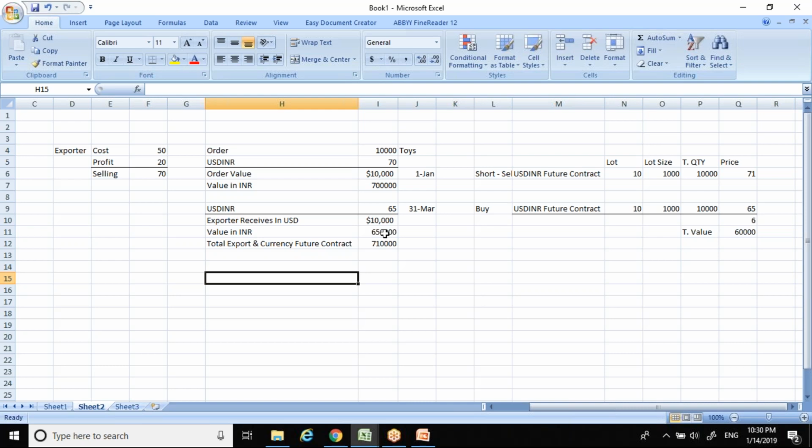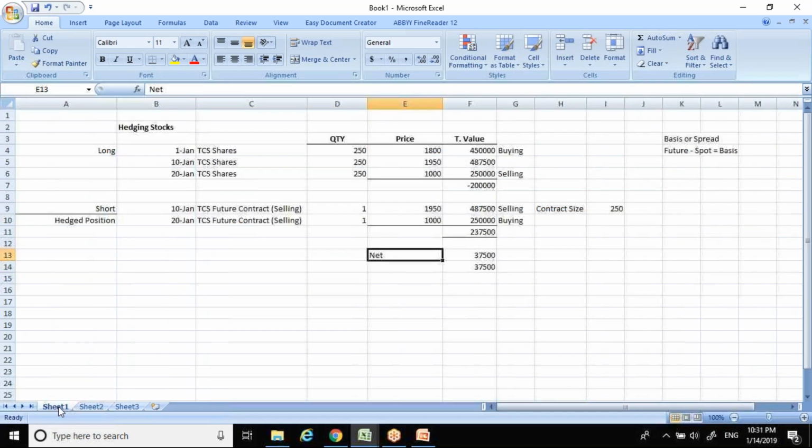But sometimes hedging may incur spread risk. Now, what do you mean by spread risk? Let's get back to the previous example. When we short sold this future contract, there was a spread of, let's assume, 1955.